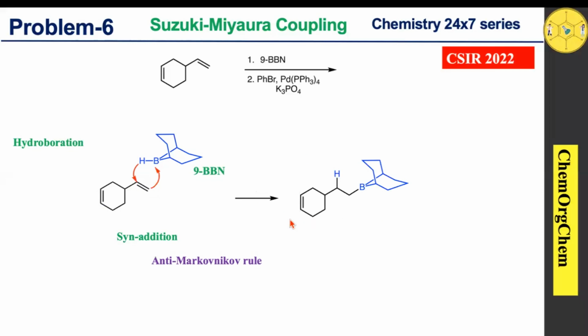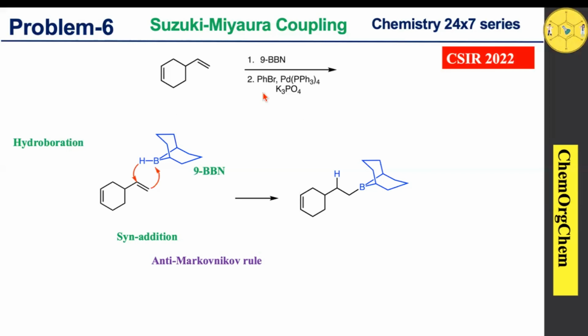This trialkyl borane intermediate in the next step reacts with bromobenzene and palladium tetrakis with potassium phosphate base. So once you see this condition, most of you get an idea about the Suzuki cross-coupling reaction. Yes, this is a Suzuki cross-coupling reaction. We have already discussed the Suzuki cross-coupling reaction, its catalytic cycle and mechanistic details along with various solved problems. If anyone missed that video, you can find the link in the description box below.